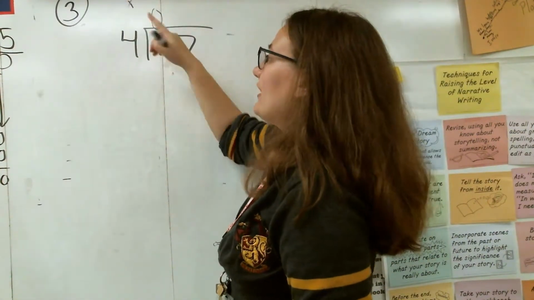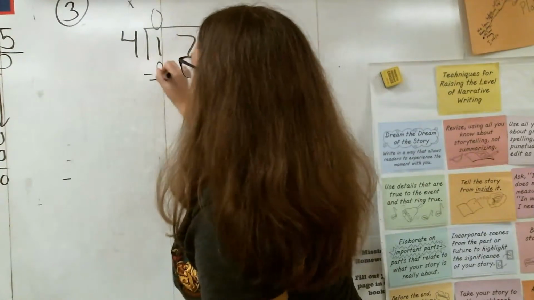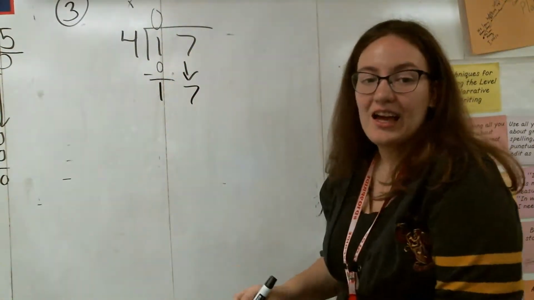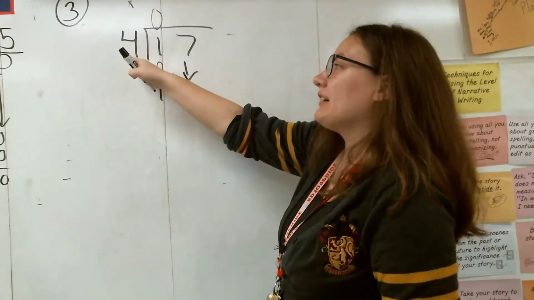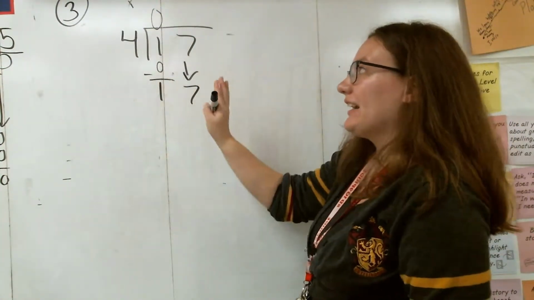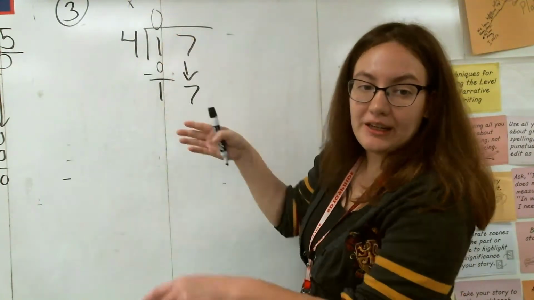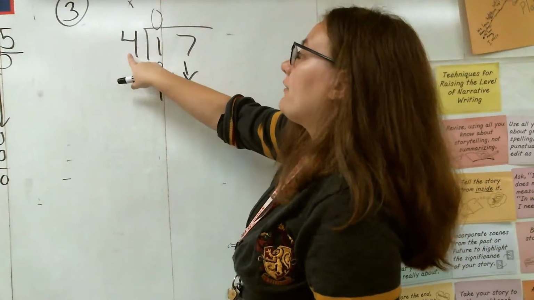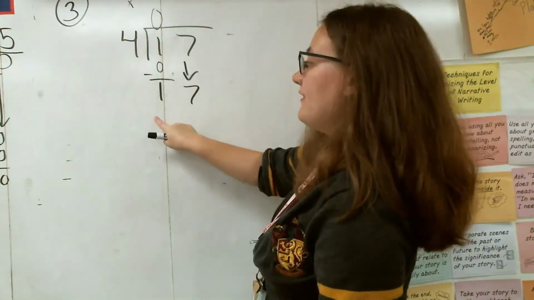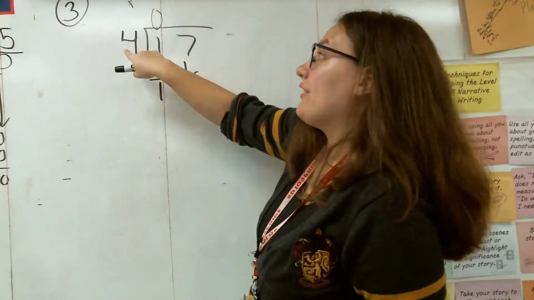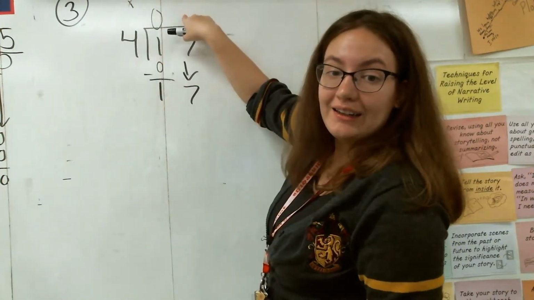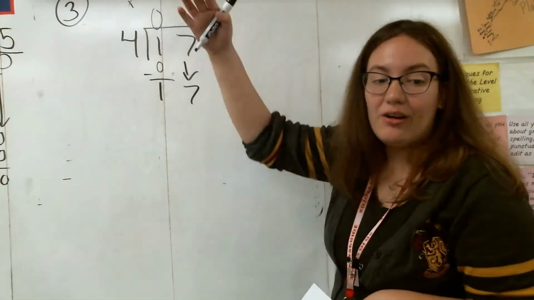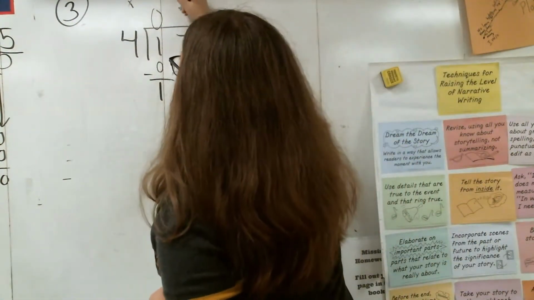And I'm thinking about 4 times 0 is 0, 1 minus 0 is 1, and then I bring down that 7. Yes, you can just skip ahead to thinking about how many times can 4 fit into 17, but if it helps you to put that 0 up there so you can keep track of your place values, you can go right on ahead and do that. So we have 4 times what fits into 17? Well, I know that 4 times 4 is 16, and 16 is as close as we're going to get to 17 without going over. So I'll put a 4 up here.